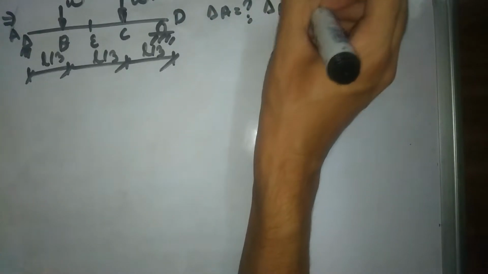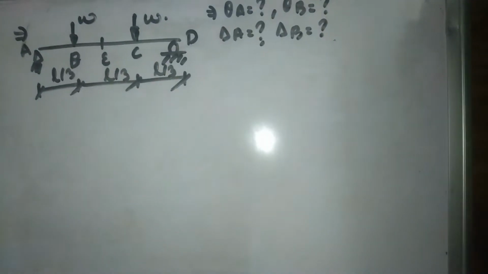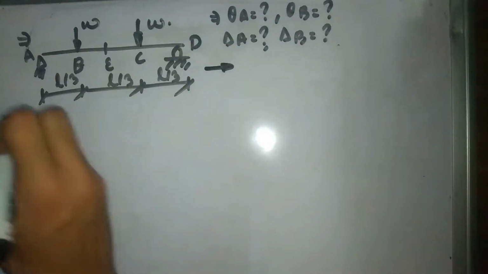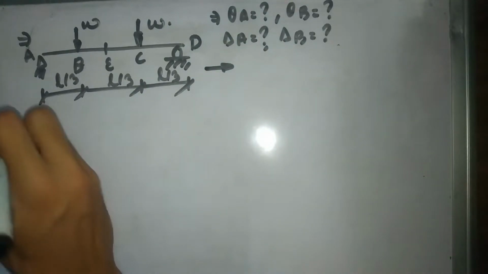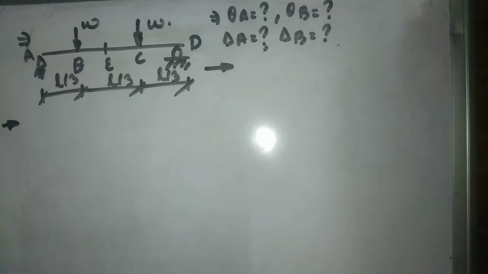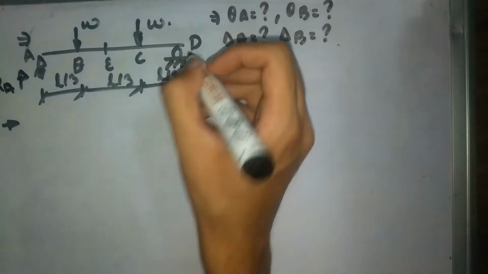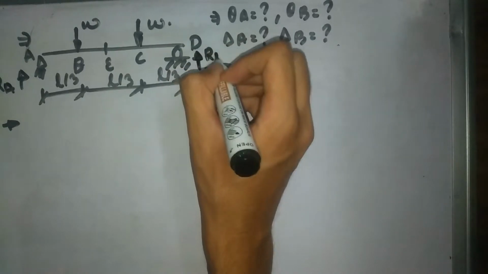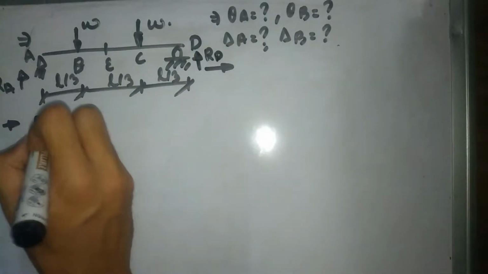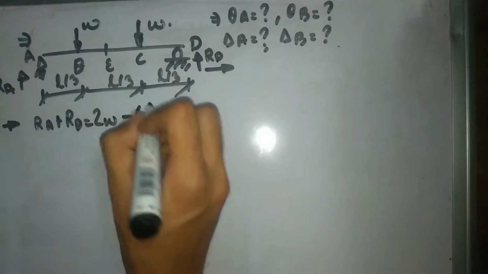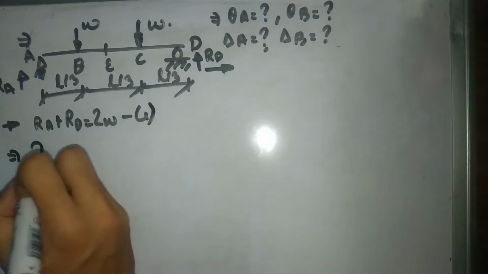So in our conjugate beam method, it's our real beam. As I explained before, our first and foremost step is going to be calculating the reaction forces. So for our real beam, firstly we are going to calculate our reaction forces RA and RD. So we have RA plus RD equals 2 times W. This is my equation 1. Next I'm going to calculate moment about A.